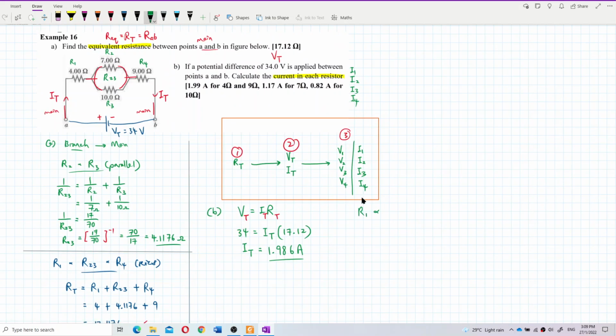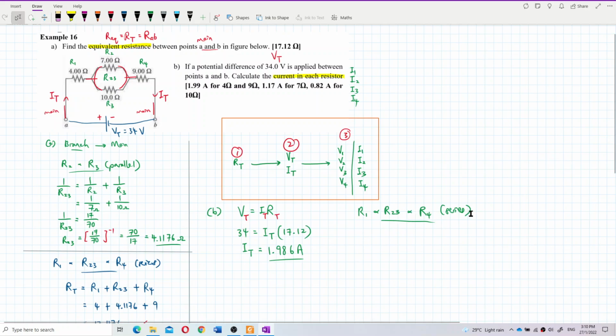R1 and R23. R23 is a combination of R2 and R3. We combine them to become R23 because they are parallel. Okay, and then R4. They are all in series. Write this relationship first, it will help you. R1, R23, R4, they are in series.